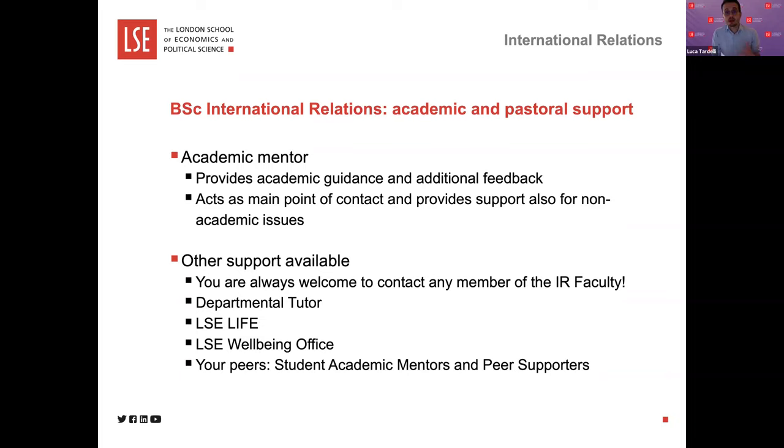If instead you have queries that have nothing to do with academic issues or your academic skills, there's also the LSE Wellbeing Office. The LSE Wellbeing Office is particularly important in two cases. First and foremost, if you have any disability, if you join any degree at the LSE, you can discuss with the LSE Wellbeing Office all the support available and all the adjustments that could be made available to you in order for you to enjoy your time at the LSE and to perform effectively in your courses anytime.